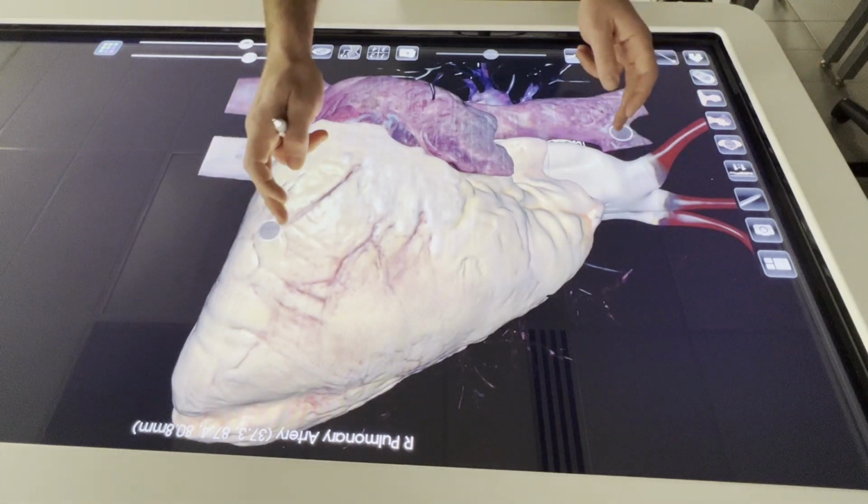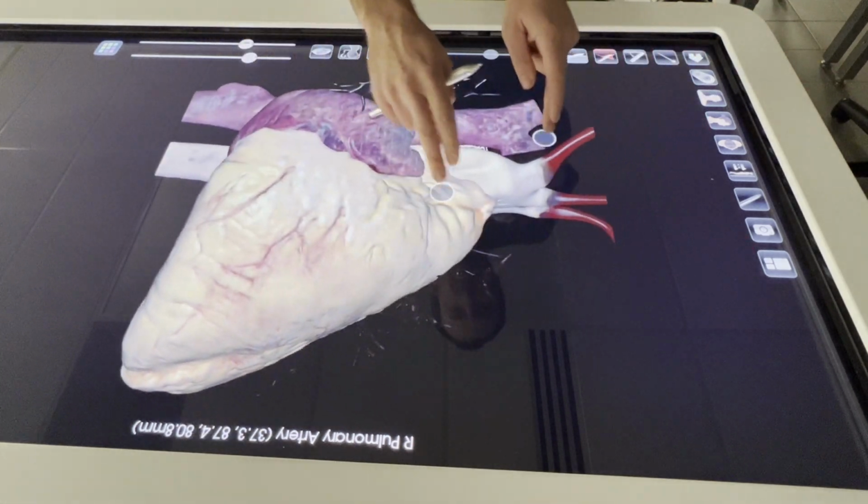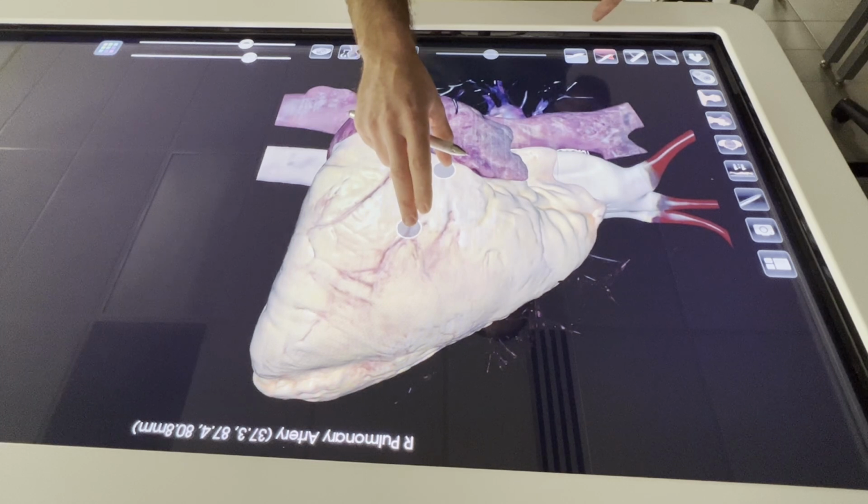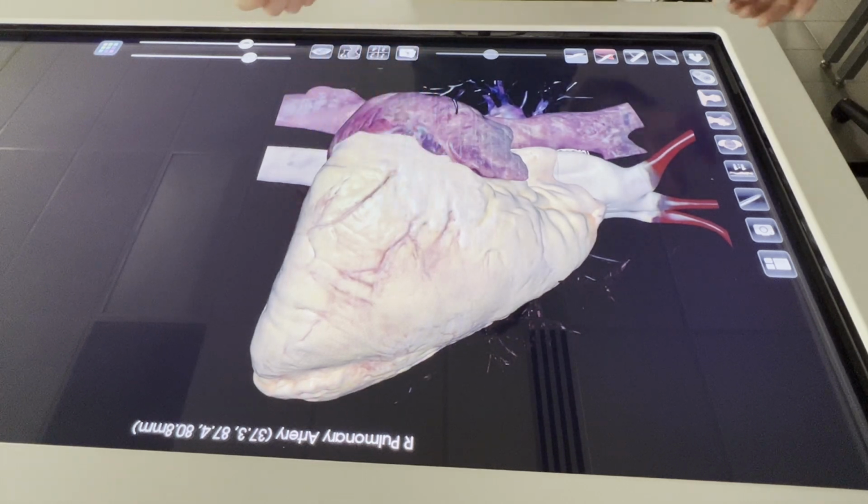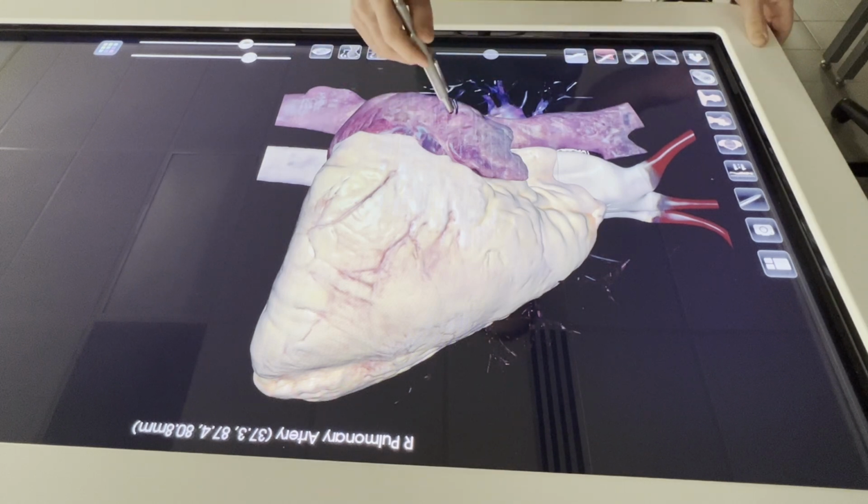Okay, so let's talk about the heart, about the structures of the heart, the parts of the heart, and the route of blood, the route that blood takes through the heart into the body.